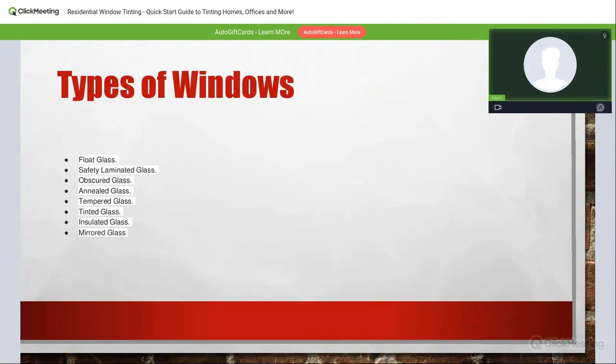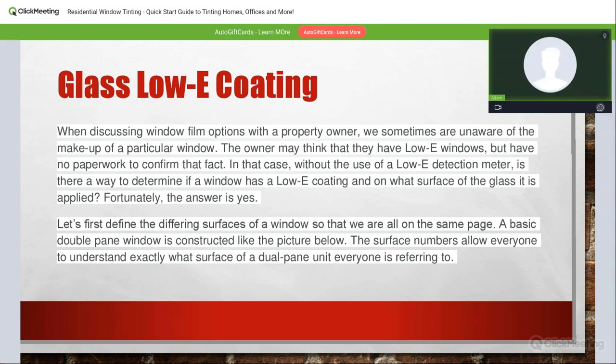Now, in flat glass, we always need to determine what kind of film for what kind of glass, and we'll talk about this in a couple more slides. There's flat glass, safety laminated glass, obscure glass, annealed glass, tempered, tinted, insulated, and mirrored glass. Once we determine what type of glass we have, we want to look if there's low E coating. If there's low E coating on the glass, it's going to determine how we can actually tint those windows.